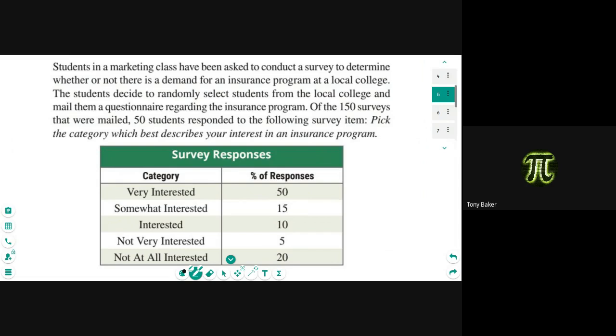So we've seen some biases in it. Is 50% a reasonable estimate of the proportion of all students who'd be interested in the insurance program at the college? So in the survey results, 50% of the students said very interested. Do you think that is an accurate representation of the entire college? That 50% of the population of the college would be very interested in this insurance program. Why?